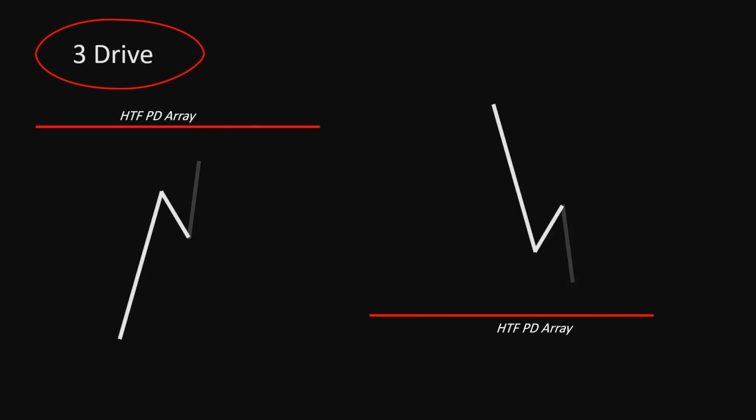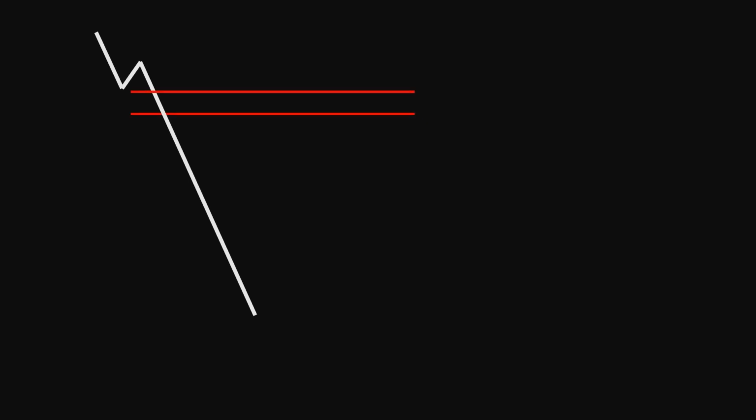In each drive, the price creates a higher high and a higher low in an uptrend, or a lower low and a lower high in a downtrend. You can observe this pattern on any time frame, and it indicates that the market is compressing and experiencing a liquidity shortage. First, we need to identify our points of interest or POI on the higher time frames. This could be a fair value gap, order block, or any significant supply and demand zone.